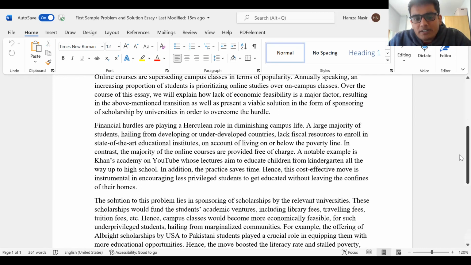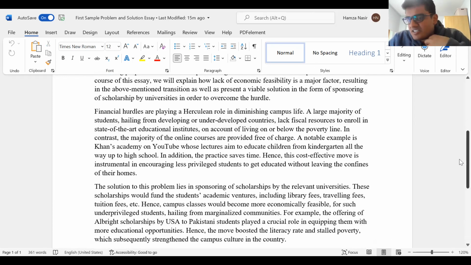Now we move on to our third paragraph, that is body paragraph 2. Same structure as body paragraph 1, but now instead of the first idea, you have the second idea. The first idea was the reason behind the problem. The second idea, quintessentially speaking, is all about the solution.